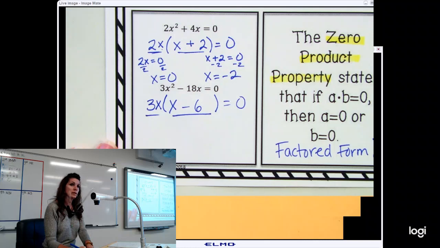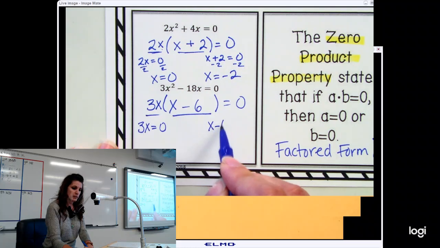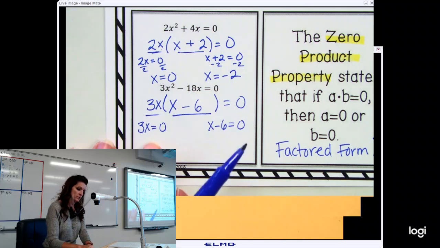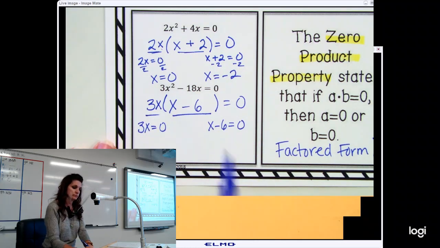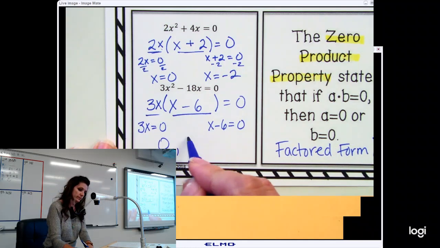Set them both equal to 0. 3x equals 0. x minus 6 equals 0. What's my answer there? 3 times what is 0? 0. What minus 6 is 0? 6.